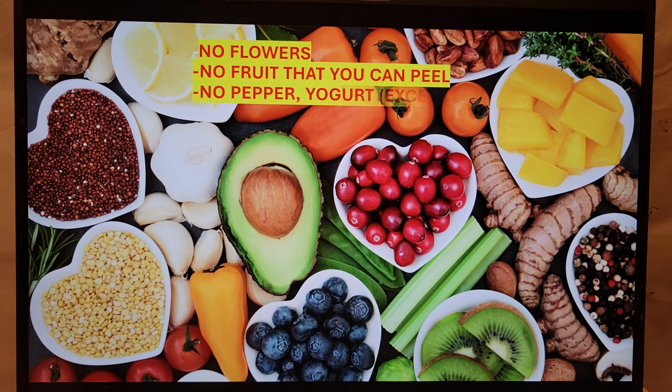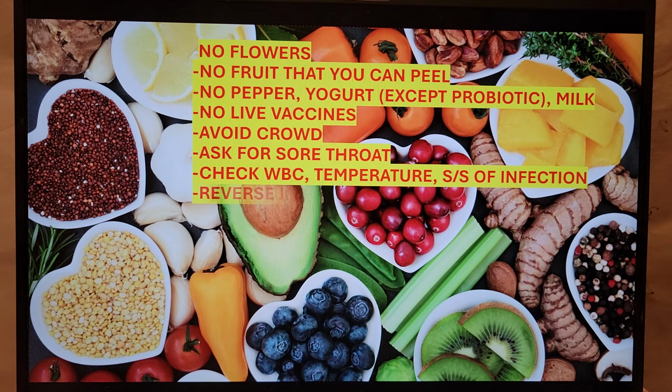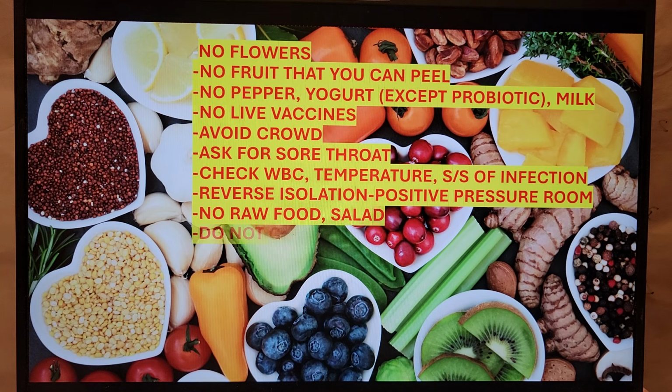Okay, don't give them flour, don't give them fruit that you can peel, no pepper, yogurt, milk, because of bacteria inside, right? Except probiotic yogurt. No live vaccine, avoid crowds, ask about sore throat, check their white blood cell, check the temperature. If 38.3 or more, report to the doctor.